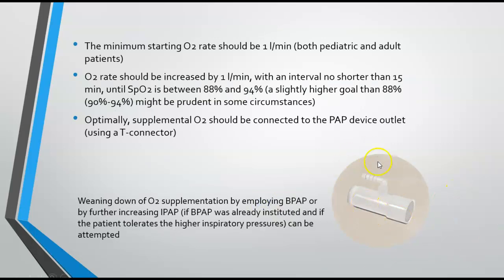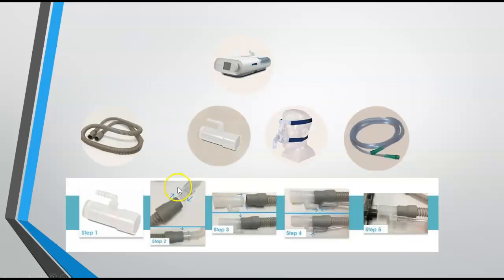So how do you add it? You can add it by using a T-piece or Hudson T-piece here, where you connect the T-piece at the outlet of the machine, not at the mask level. Why? Because a mask already has an exhalation port. When you add oxygen, it may not get blended with the air, and it may be washed out through the exhalation port. Hence, it is better to add the oxygen at the machine's outlet as shown in this picture, and the tube will be directly connected to the mask.